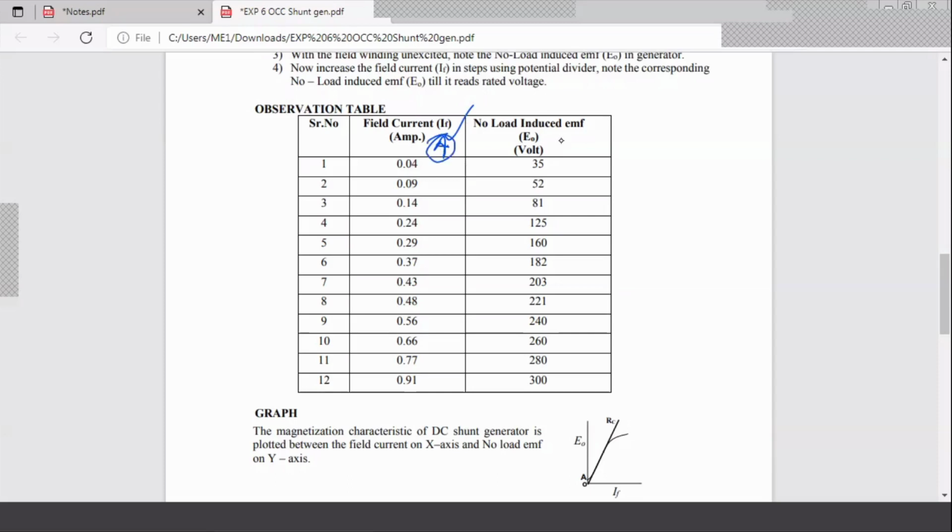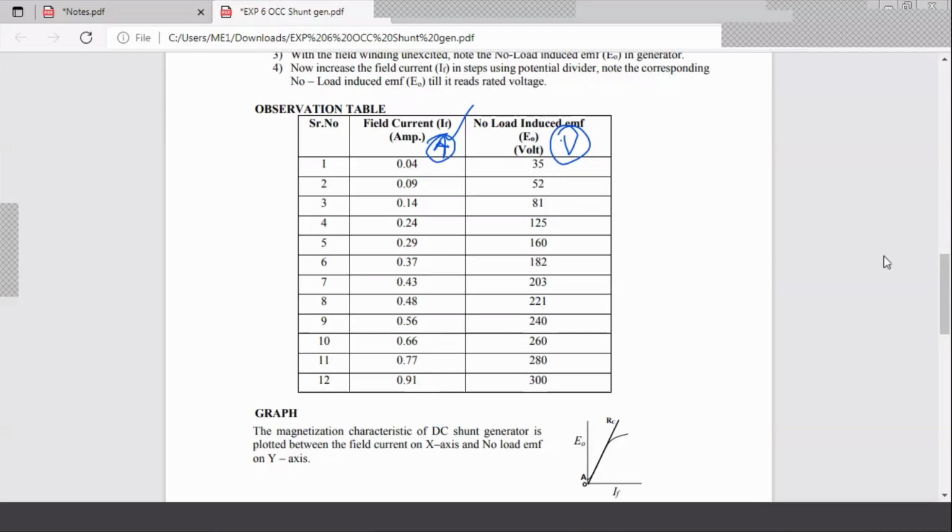And this is the voltmeter which is connected here on the generator side. So you can see by varying the field rheostat, the field current starts increasing slowly, and the generated EMF also increases. We call this no-load EMF because there is no load connected on the generator here. You can see this keeps on increasing until it reaches its rated value, which is 300 volts.